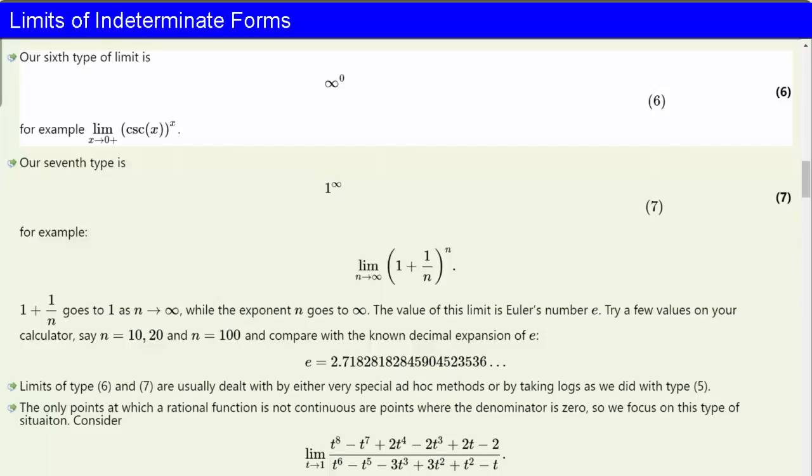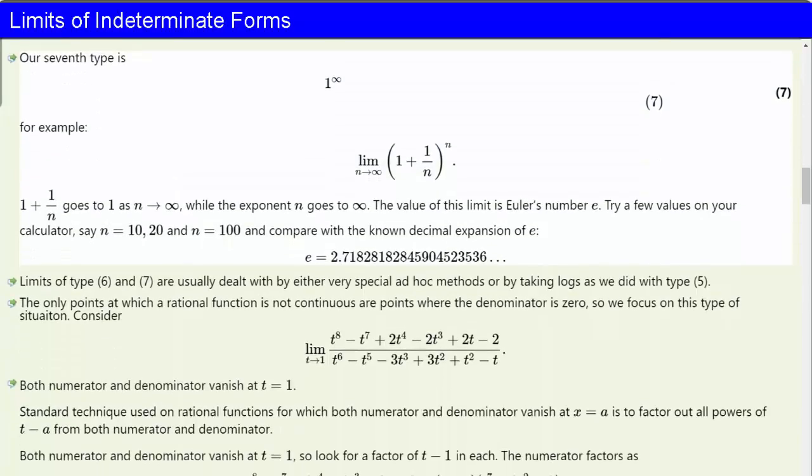Our sixth type of limit is infinity to the 0. For example, the limit as x goes to 0 through positive values of cosecant of x to the x power. Our seventh type is 1 to the infinity. For example, and we will use a sequence this time for a little variety, the limit as n tends to infinity of the quantity 1 plus 1 over n raised to the nth power.